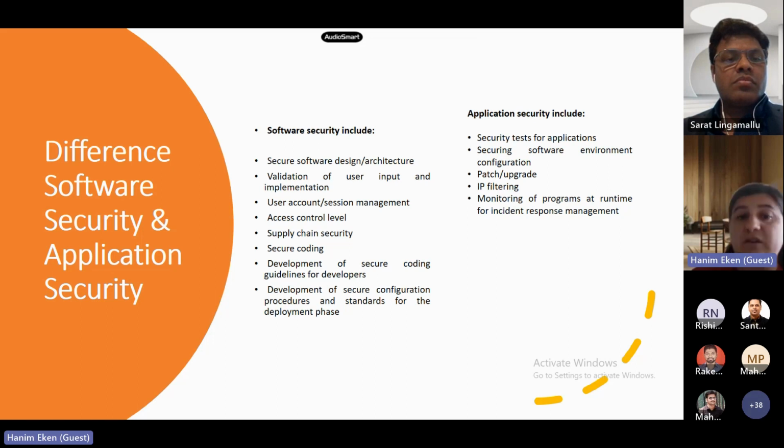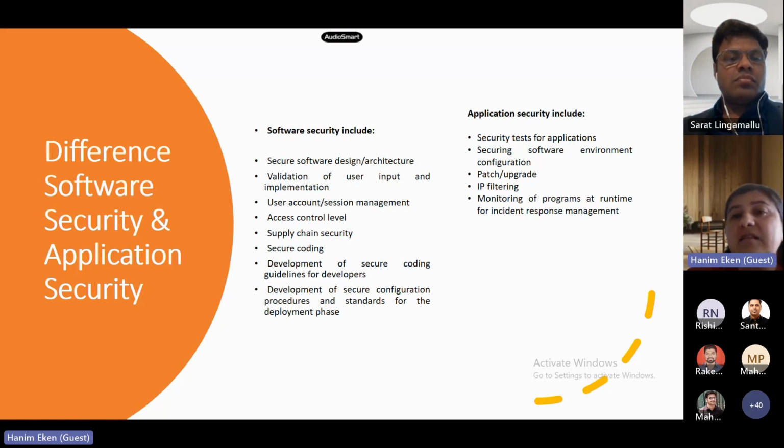Training is very important, and so are the process and standards for the deployment phase and secure configuration. But application security generally starts after the application is running in the production environment. Software security is before the deployment phase, but the application starts after the deployment. So before the deployment, security testing is important. Vulnerability management tools or a penetration tester can be used to find vulnerabilities in the application before deployment to the production environment.